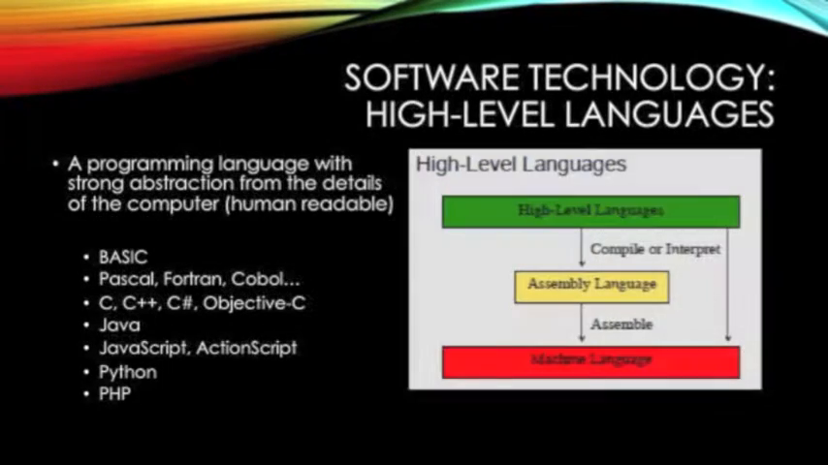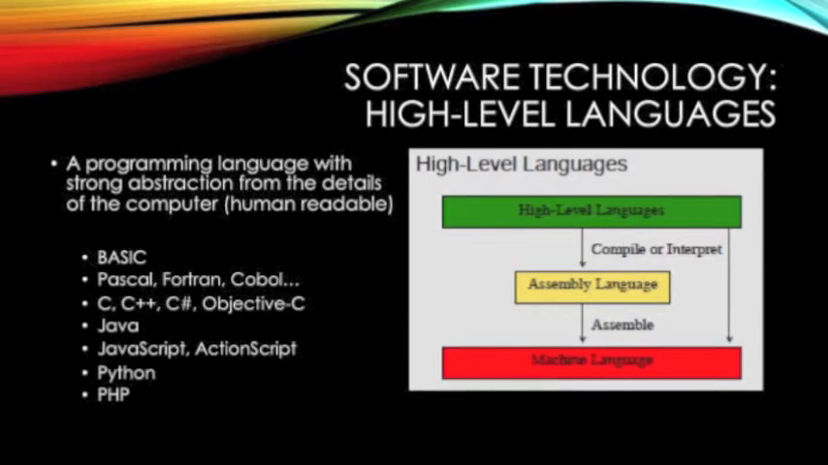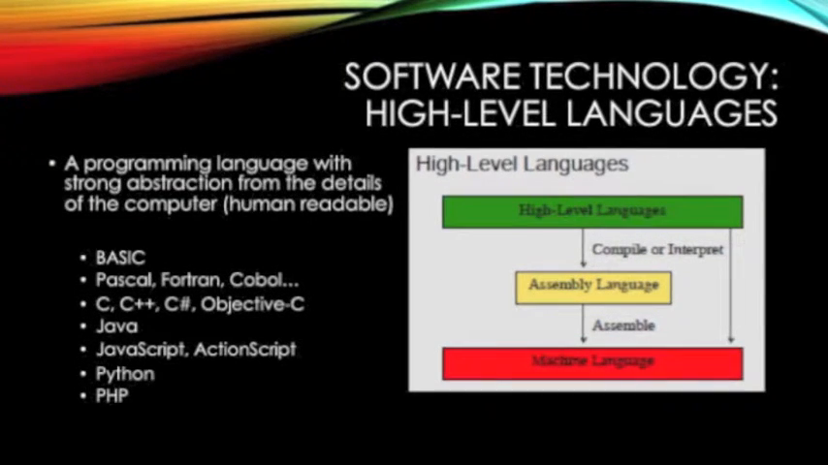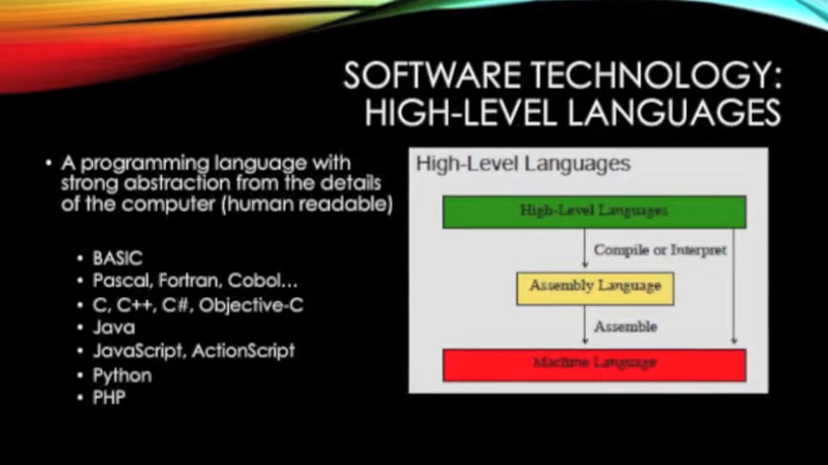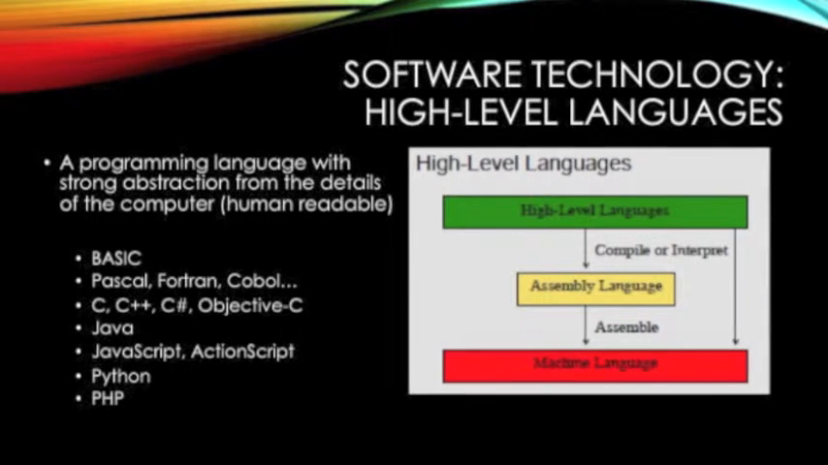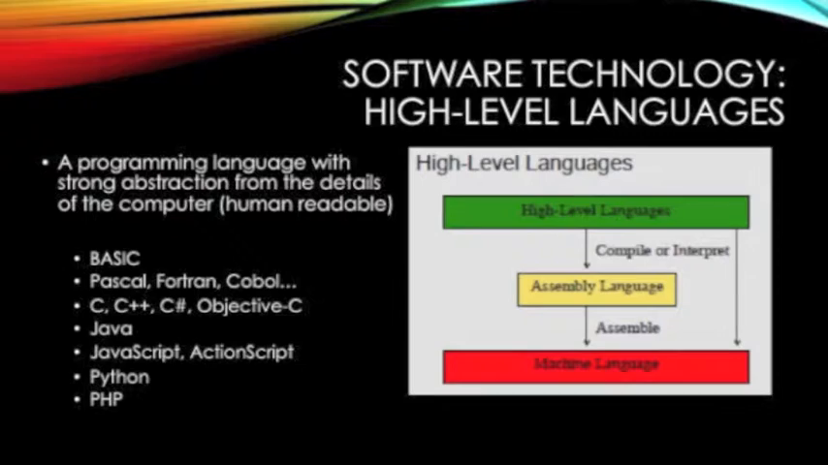In this slide, we take a look at high-level languages. A high-level language is a programming language with strong abstraction from the details of the computer, which means that these programming languages are human-readable. Some examples of high-level languages include BASIC, Pascal, Fortran, COBOL, C, C++, C#, Objective-C, Java, JavaScript, ActionScript, Python, and PHP.